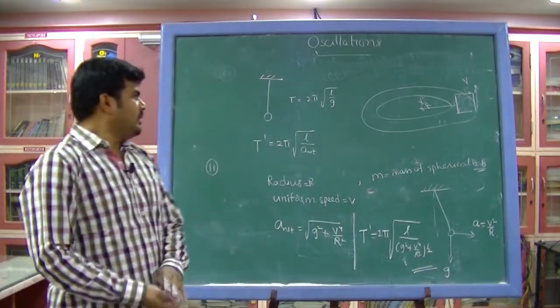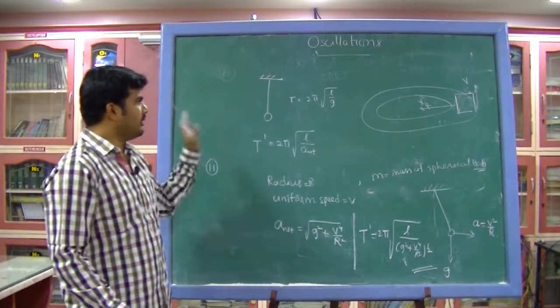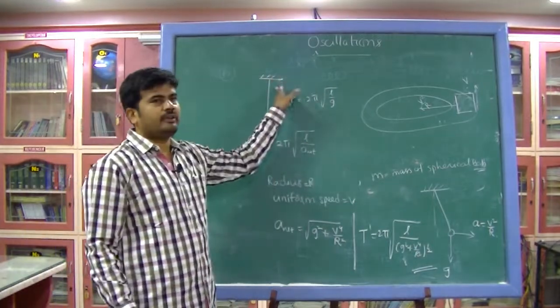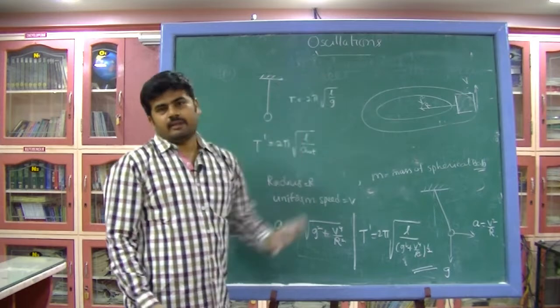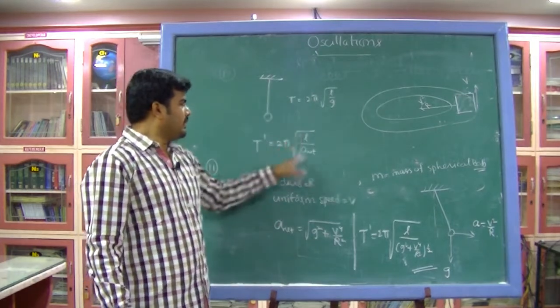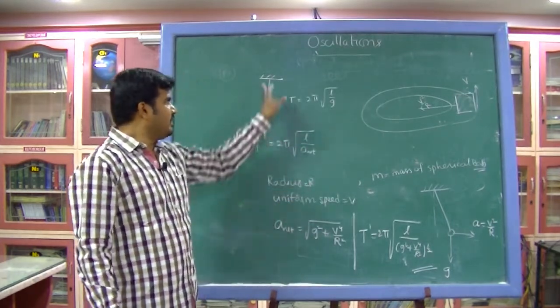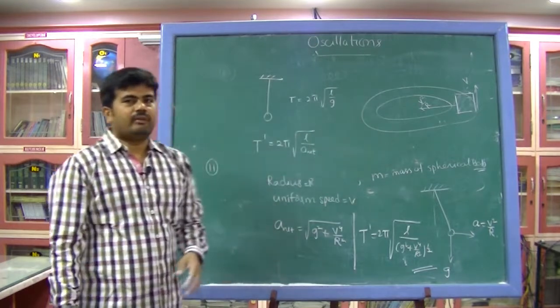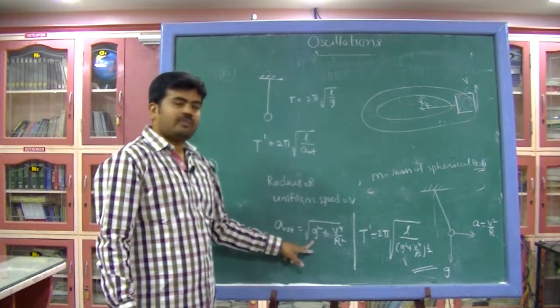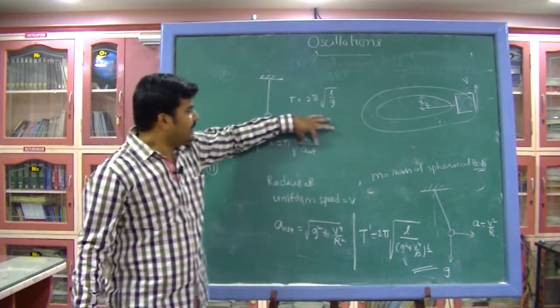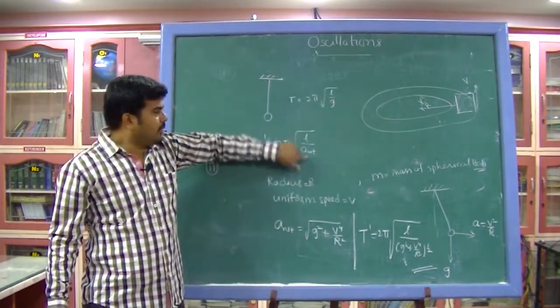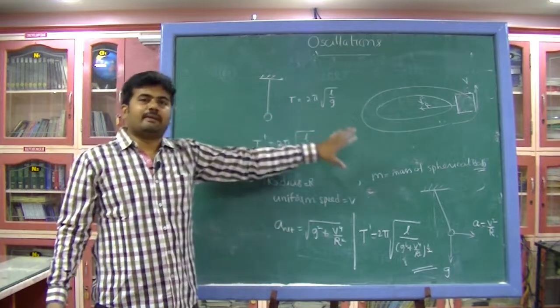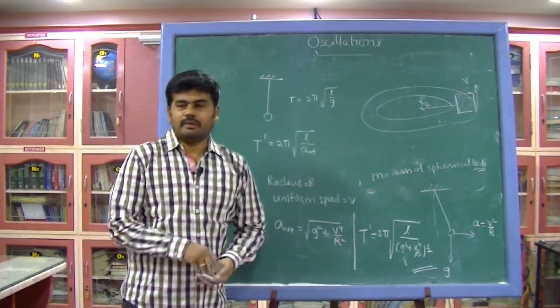So, remember you have to find along which direction the point of suspension is accelerating, and then be clear about the angle between g and the A value, and then use the parallelogram law of vector addition for finding the net acceleration, and substitute the effective acceleration in the denominator of the time period formula. You will get the answer. That is one important method.